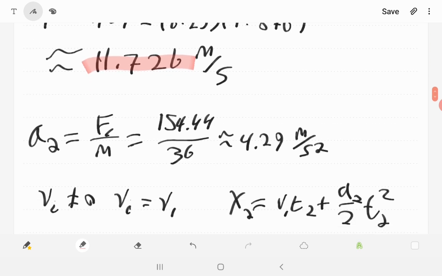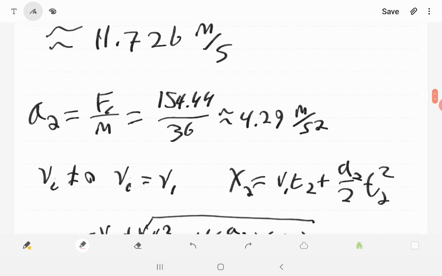Now, moving on to the second leg of the journey, we're going to take our combined force, as stated earlier, and divide that by the same mass of the box, because that doesn't change. And that gives us a new acceleration for the second leg of the journey of 4.29 meters per second squared.